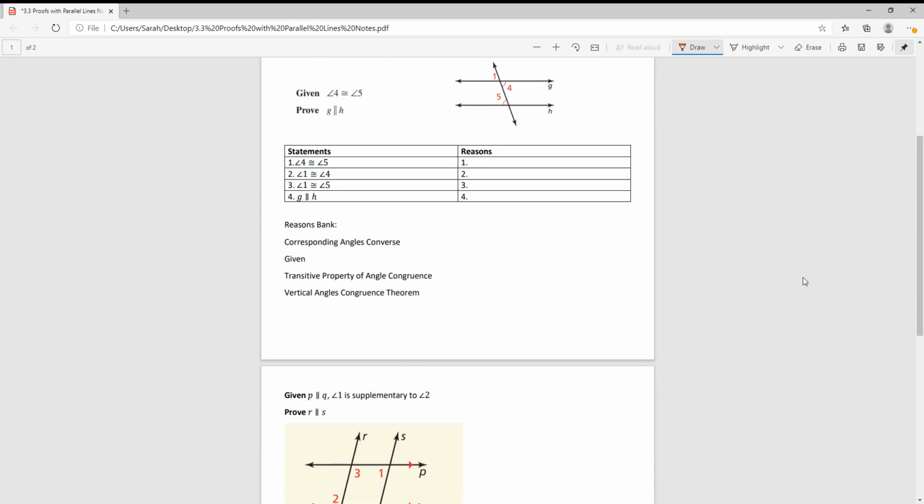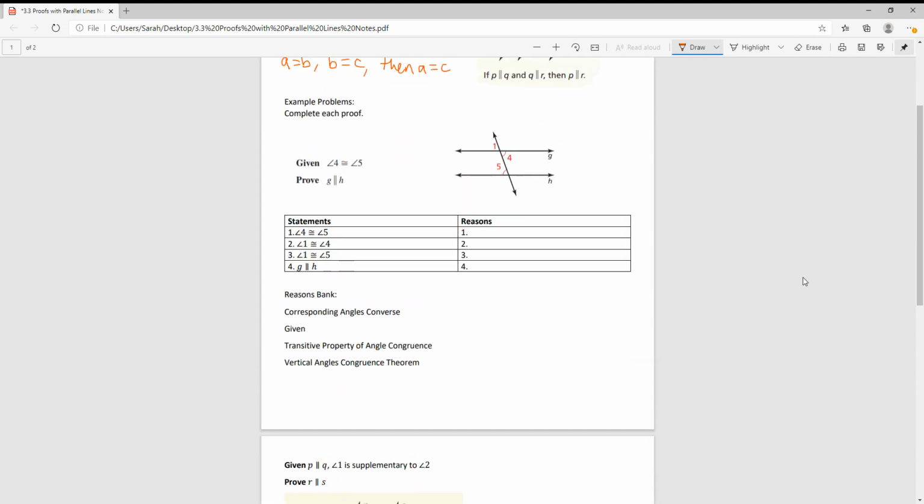Just like in the past, I will give you the given information and usually a picture, and you will fill in the missing statements and/or reasons. For this one, all the statements are given to you. You just need to fill in the reasons. I have given you a reasons bank, just like we have used in the past. So they've given us that angle 4 is congruent to angle 5. You can see those are also marked in the picture. They want us to prove that G is parallel to H.